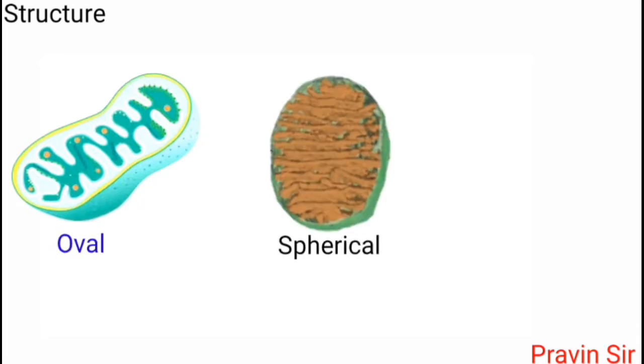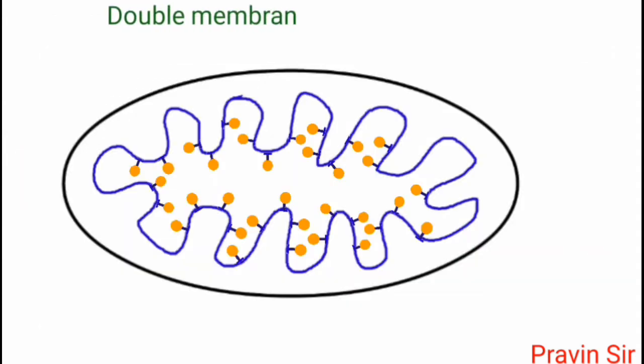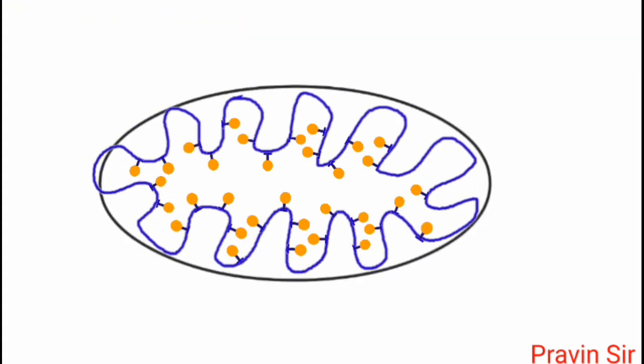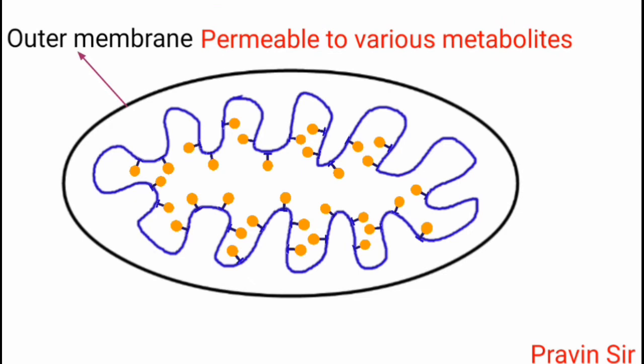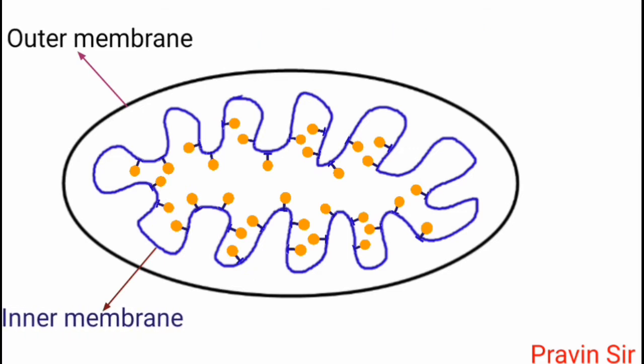Structure: the shape may be oval, spherical, or like a spiral strip. It is a double membrane bound organelle made up of two membranes. The outer membrane is permeable to various metabolites due to the presence of the protein porin, or Parsons particles. The inner membrane is selectively permeable to few substances only. Both membranes are separated by the intermembrane space.